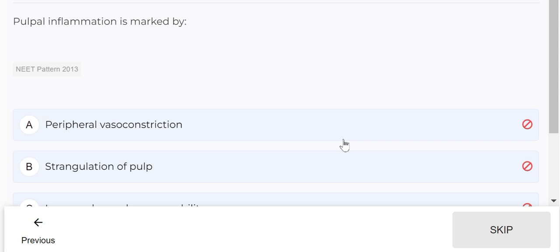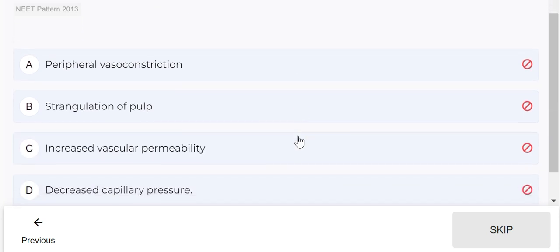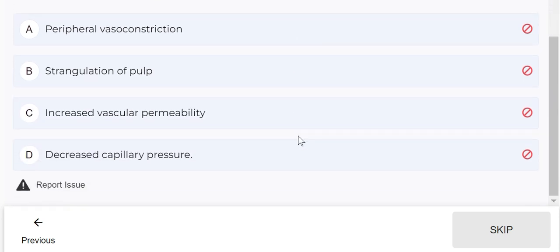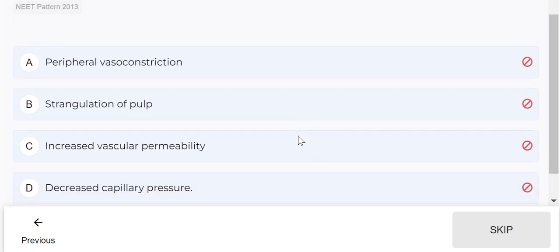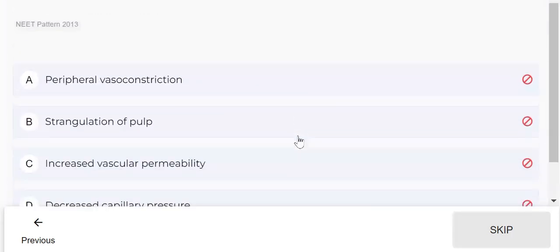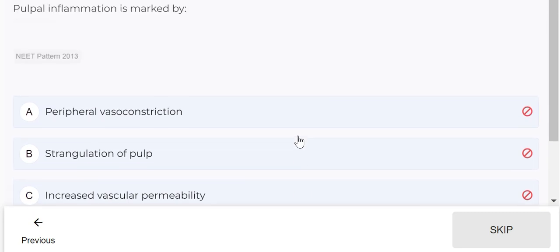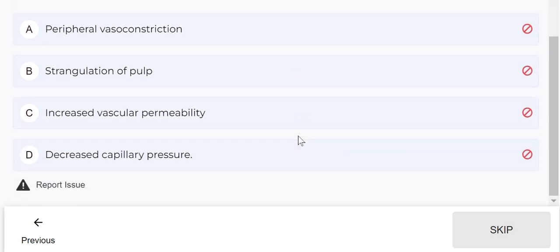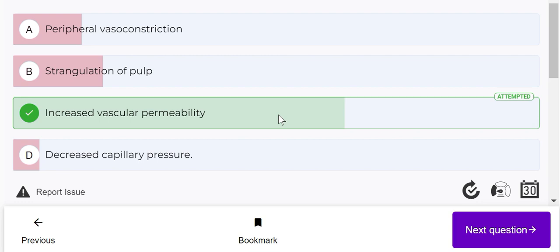Pulpal inflammation, it is marked by peripheral vasoconstriction, strangulation of pulp, increased vascular permeability, and decreased capillary pressure. Pulpal inflammation is marked by increased vascular permeability.